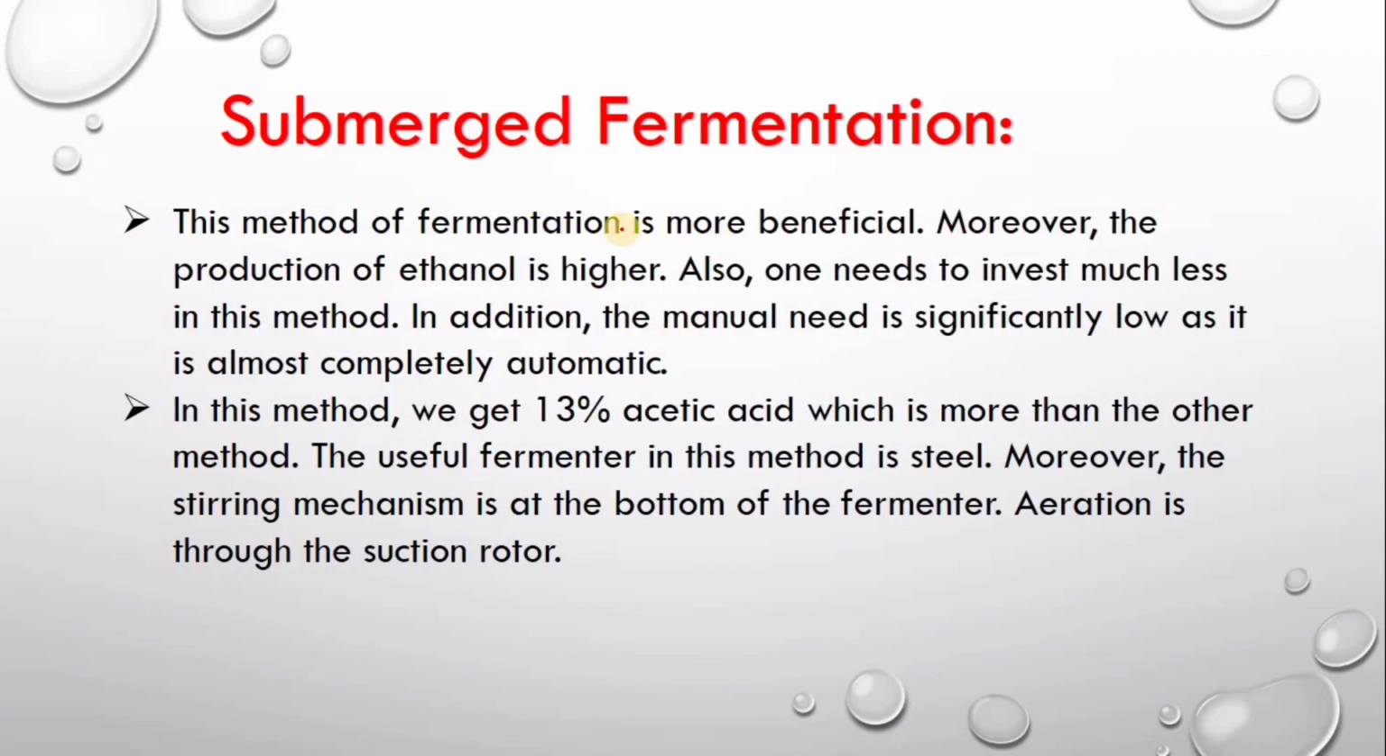Now submerged fermentation. This method of fermentation is more beneficial. Moreover, the production is high. Also, one needs to invest much less in this method. In addition, the manual labor needed is significantly low as it is almost completely automatic. In this method, we get 13% acetic acid, which is more than the other method. The fermenter used in this method is made of steel. Moreover, the stirring mechanism is at the bottom of the fermenter. Aeration is through the suction rotor.